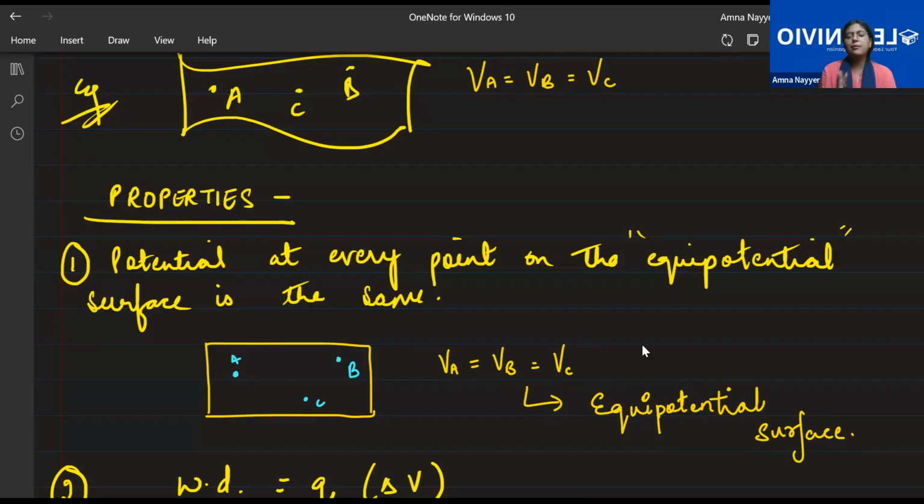Second property, class, tell me one thing. We have studied the definition of the work done as what? The change in potential multiplied by the charge.